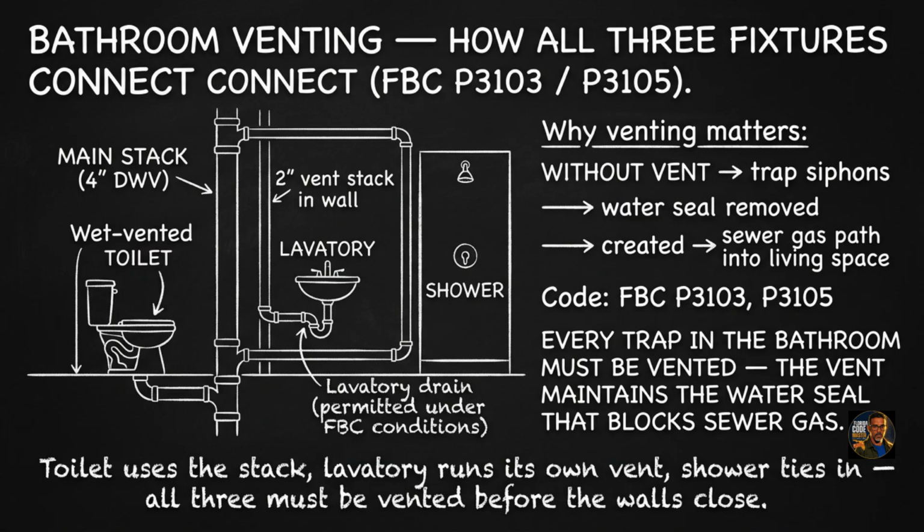Venting. How all three fixtures connect. Every trap must be vented to prevent siphonage, the condition where draining water pulls the water seal out of the trap and opens a sewer gas path into the living space. The lavatory vents through a 2-inch vent stack inside the wall framing, connecting to the main stack above the highest fixture connection. The shower typically vents through the same stack or through a wet vent configuration where the lavatory drain also serves as the shower's vent, permitted under FBC conditions with correct pipe sizing. The toilet is wet vented by the main stack itself.